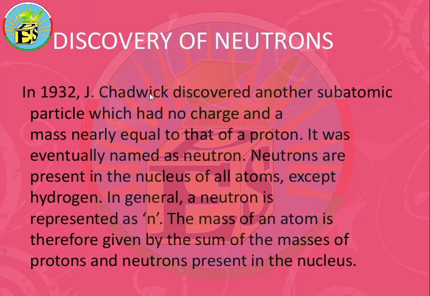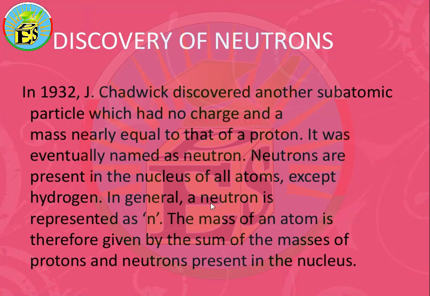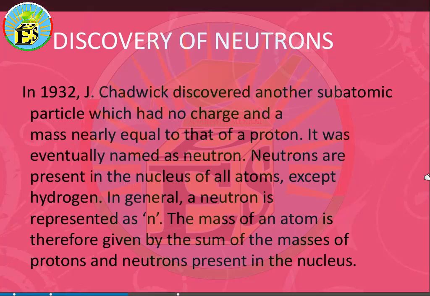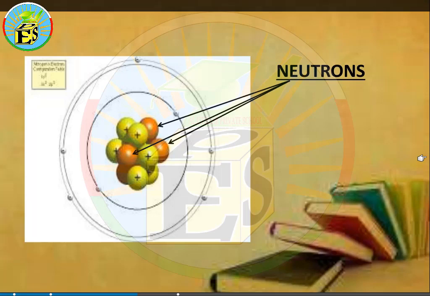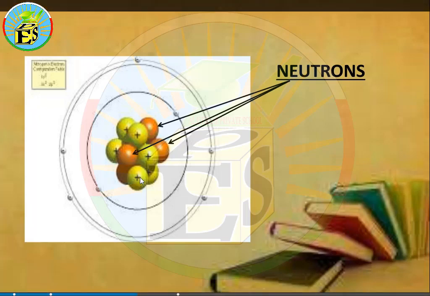The proton has nearly the same mass as the neutron, but the proton is positive and the neutron has no charge. All atoms have a nucleus. Inside the nucleus are protons and neutrons, except hydrogen. Hydrogen doesn't have a neutron, just one proton. This is a neutron and this is a proton. This brown sphere is a neutron without charge, but the yellow sphere is a proton with a positive charge.